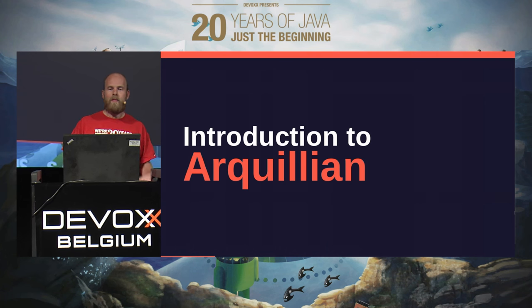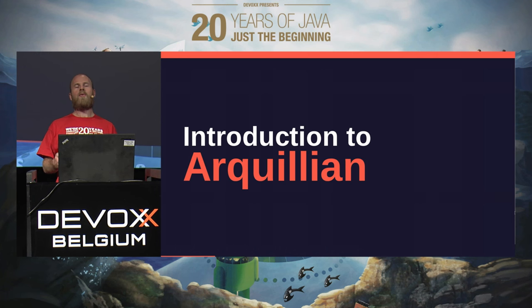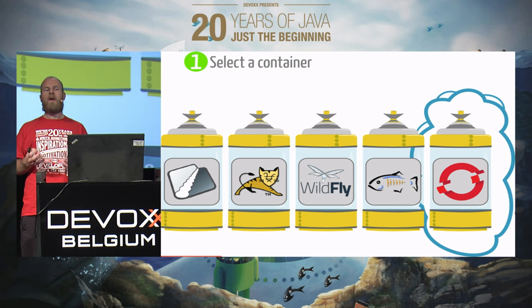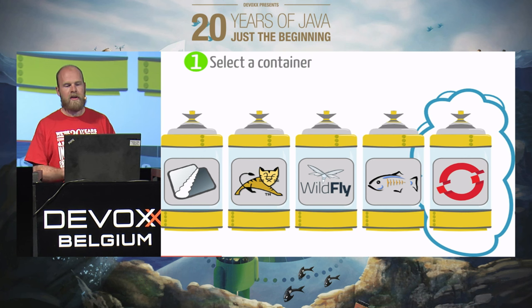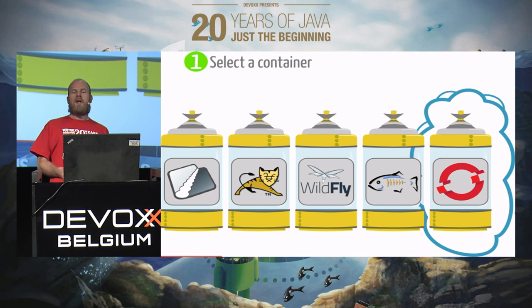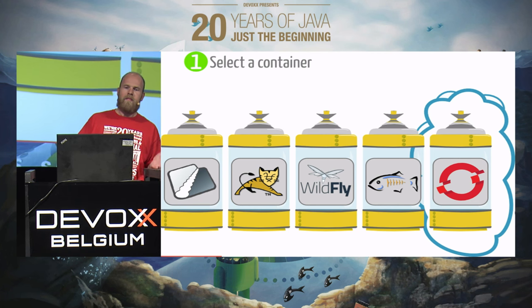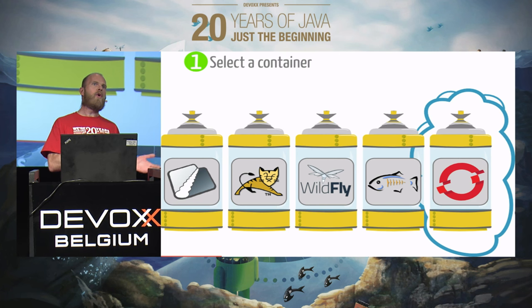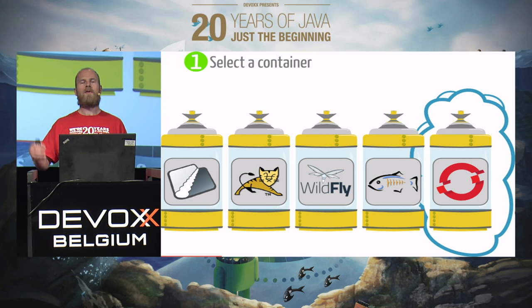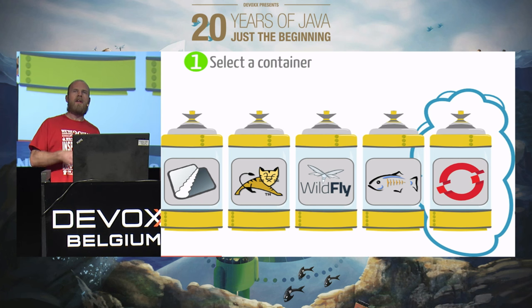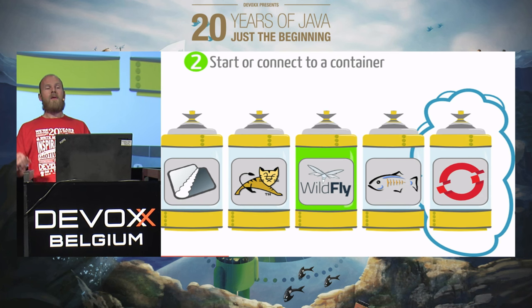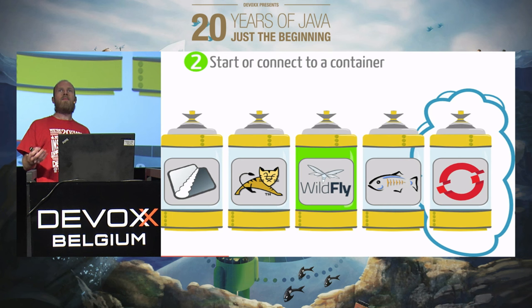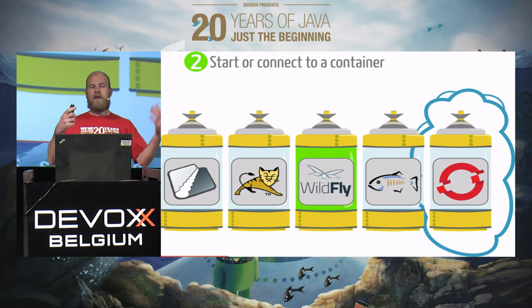So from the Arquillian point of view, when you start to run a test, the first thing you have to do is select what kind of environment you want this test to run in. Traditionally, that has been some form of application server, typically WildFly or JBoss or GlassFish and so on. Whether that container is on your local machine, on a server somewhere else, or in the cloud, Arquillian doesn't really care, and it knows how to communicate with the different types of containers. Then as Arquillian starts up, it will connect to or start up that server for you. So that's the first step that happens.